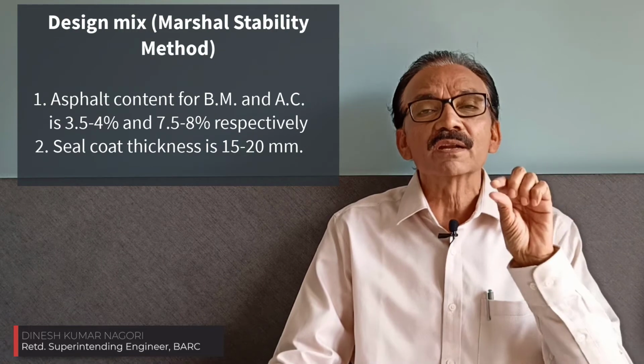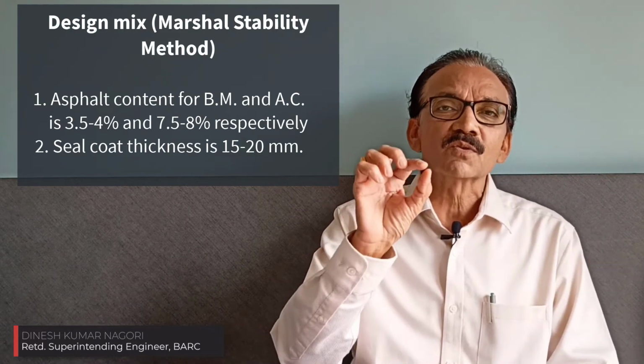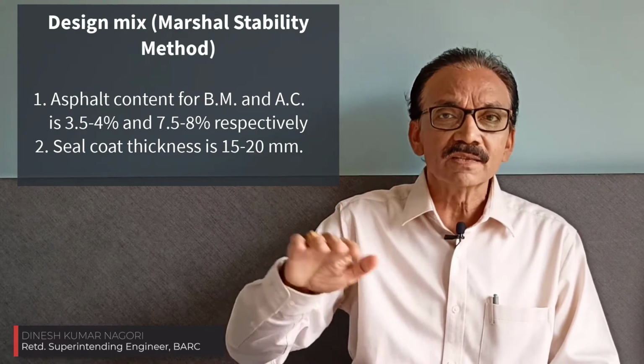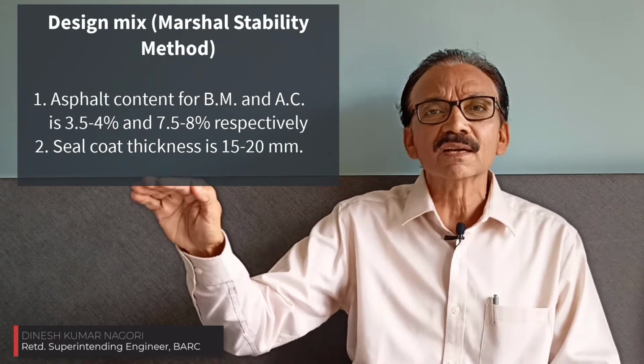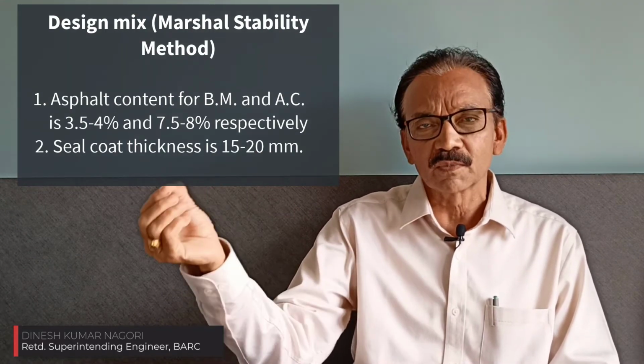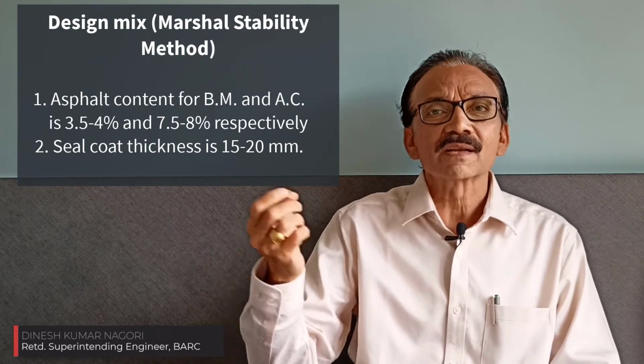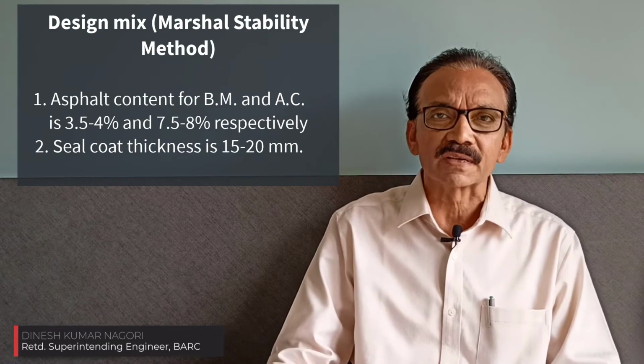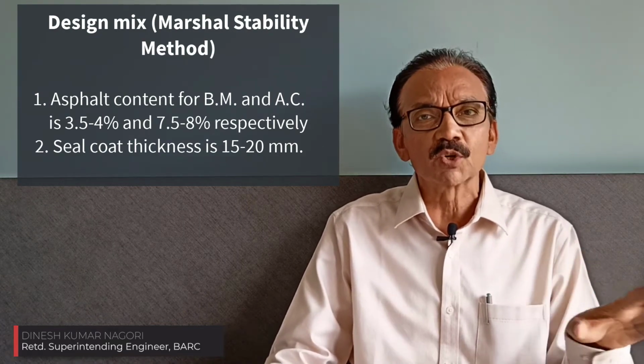And one more we call a seal coat. Seal coat thickness is around 15 to 20 mm. Seal coat is done when your existing surface has a little undulation or some aggregate particles have come out, and just to give a fine surface, one coat of seal coat is also provided. So for a fresh bituminous road, these are the requirements.